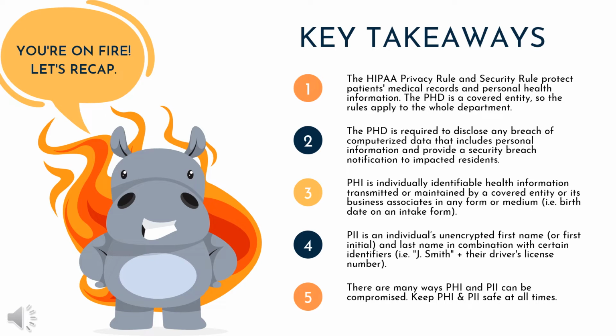3. PHI is individually identifiable health information transmitted or maintained by a covered entity or its business associates in any form or medium, i.e., birth date on an intake form. 4. PII is an individual's unencrypted first name or first initial and last name in combination with certain identifiers, i.e., J. Smith plus their driver's license number. 5. There are many ways PHI and PII can be compromised. Keep PHI and PII safe at all times.